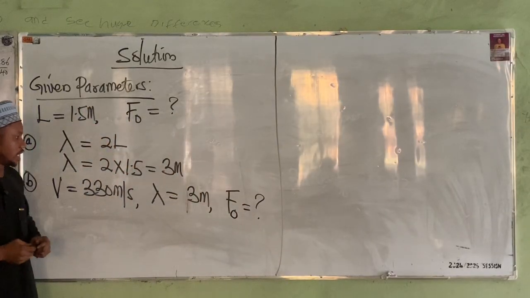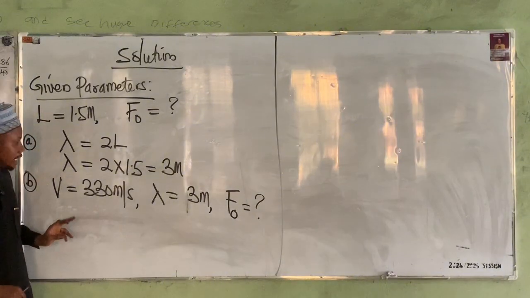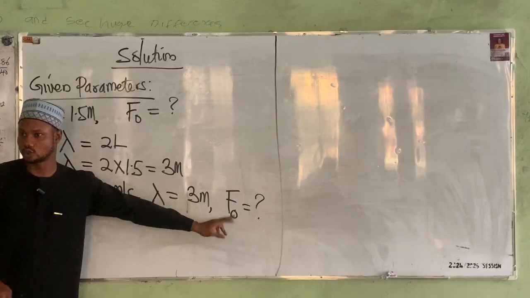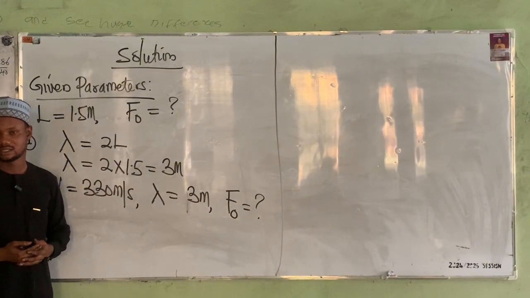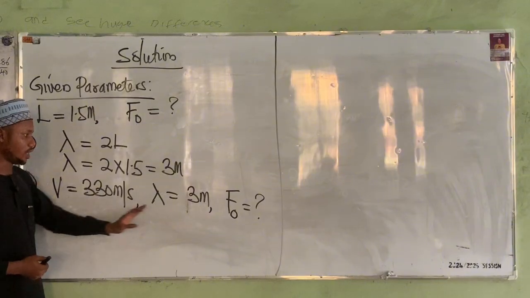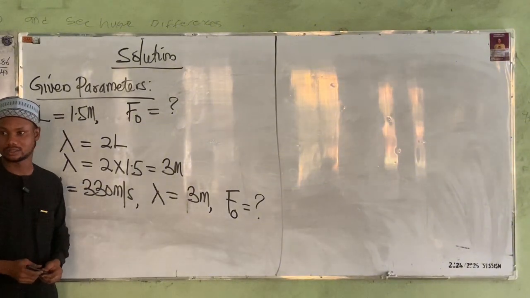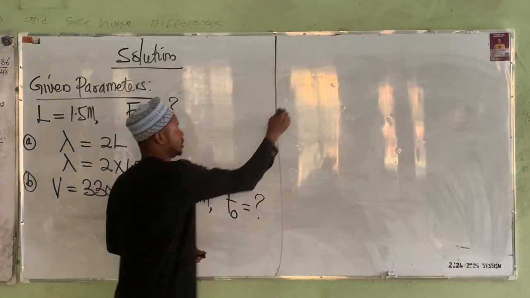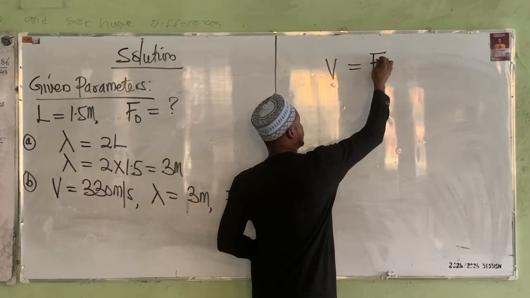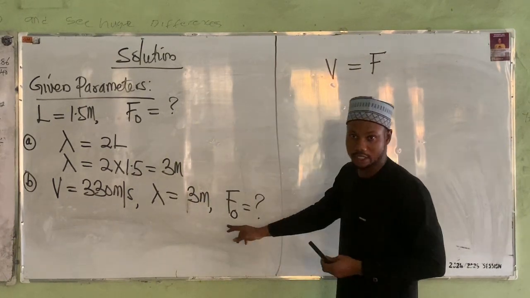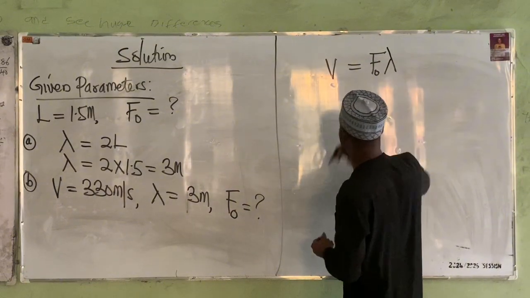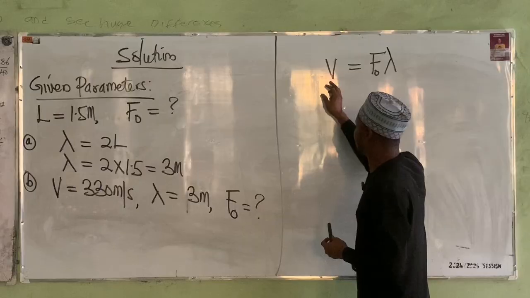I want to ask a question here, class. Is there any formula that connects velocity, wavelength, and frequency together in physics? What is that formula, please? That connects velocity, wavelength, and frequency. That is V, which I told you, V is equal to what class? F, but our F here is specified. Am I correct? That is F naught. What again, please, class? Lambda. Please take note.